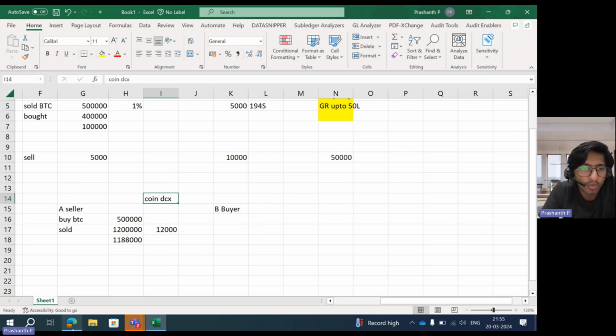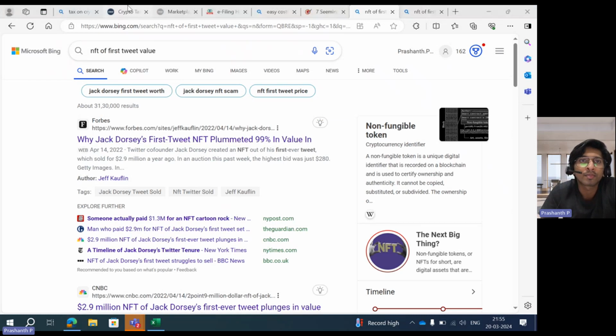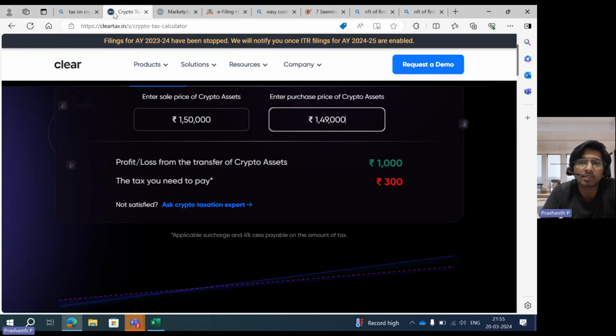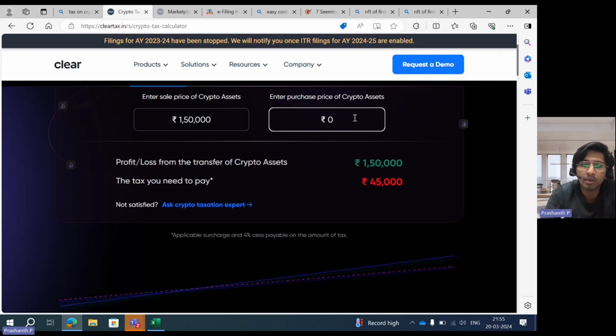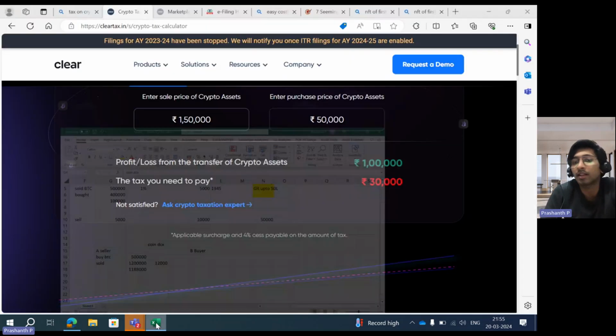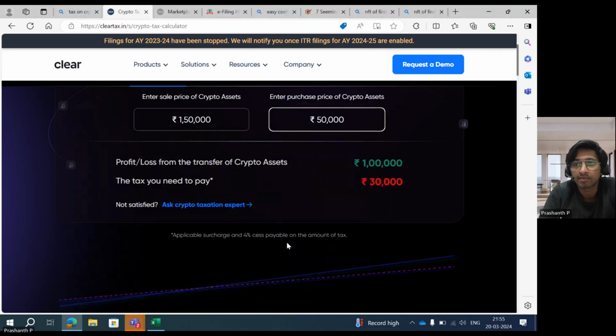If you have any doubt, you can go to the website. There is a crypto tax calculator. Let's see in this. Let's say I sold Bitcoin for 1,50,000, but I bought it for 50,000. Profit is 1 lakh. 30% of 1 lakh comes to around 30,000 rupees, guys. So whatever I said here is correct. Along with this, you have to pay 4% cess. 30,000 plus 4% cess is 31,200. So that is the amount of tax which you have to pay to the government.